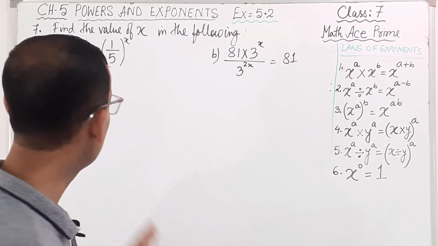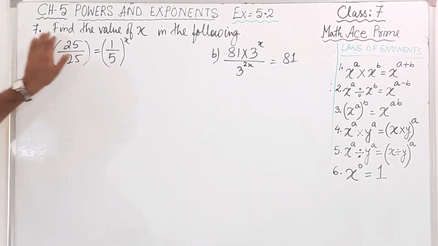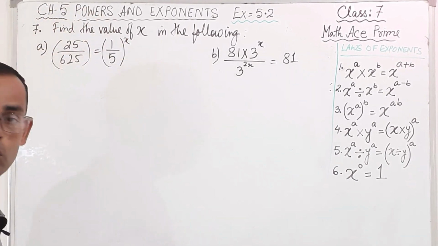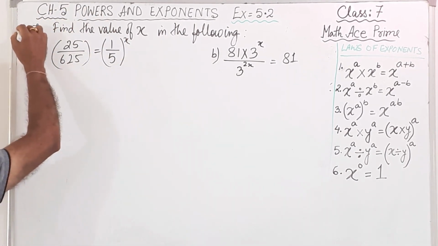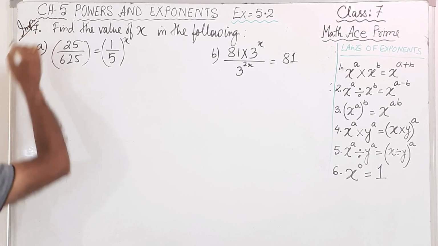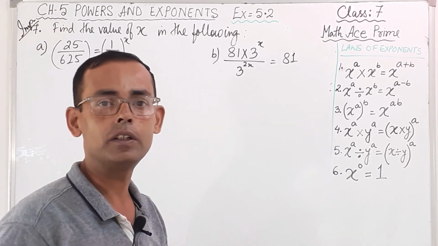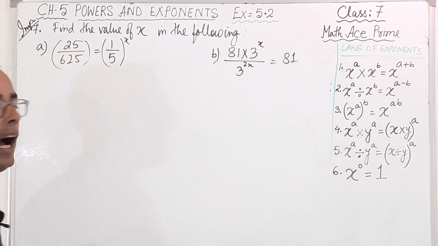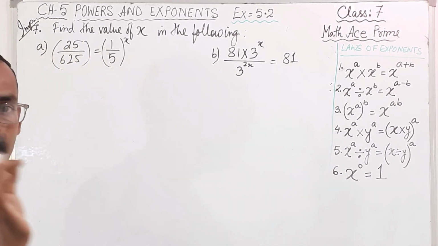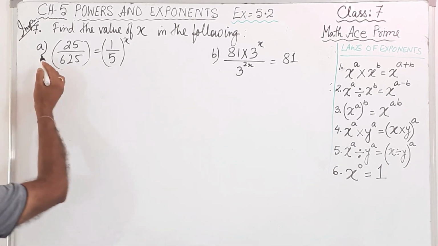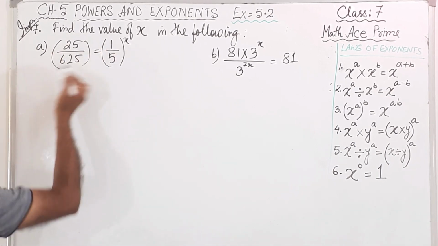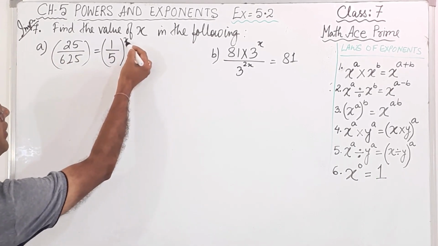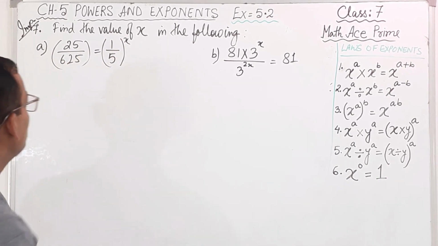Okay. Now let us come to question number 7. Find the value of x in the following. You have to find out the value of x. And this is the most important sum. Your maths teacher in the school will give you this sum. Out of these 4, any one he or she will give you. So what is this one? 25 by 625 equal to 1 by 5 to the power x. I have to find out how much the value of x is. So how to do it?